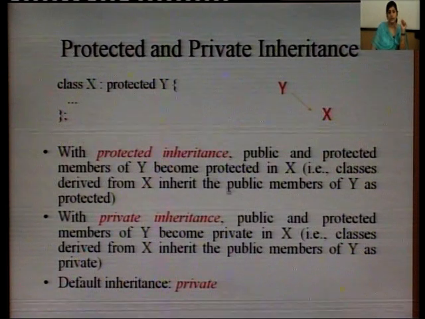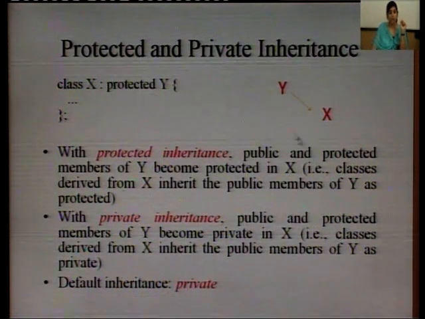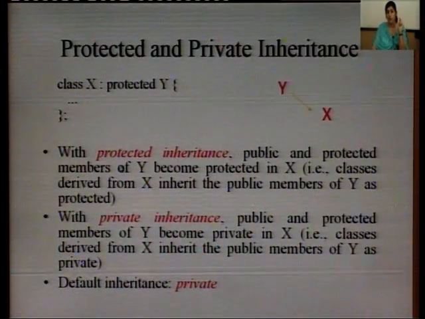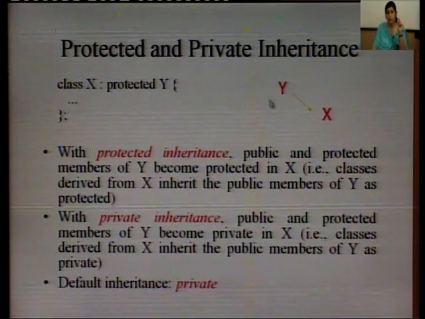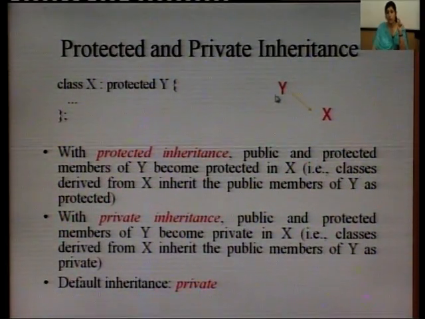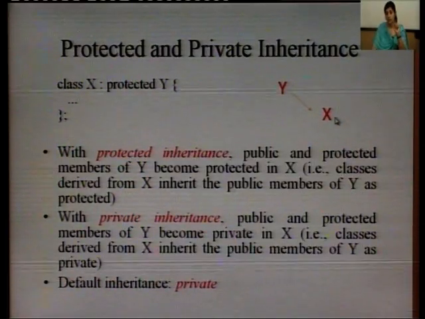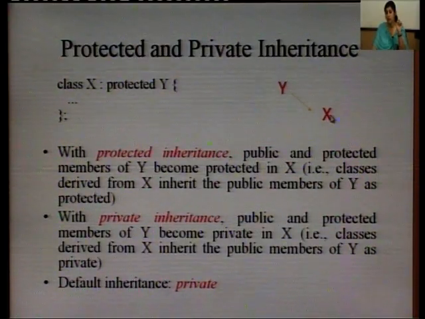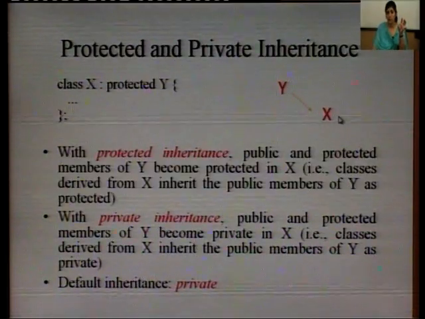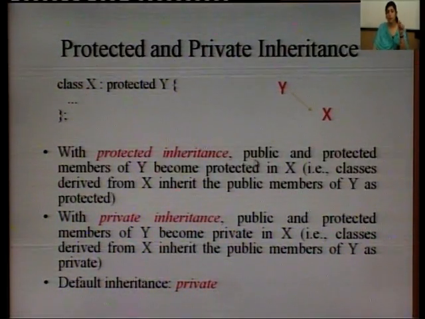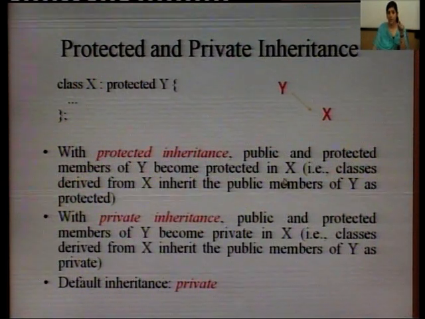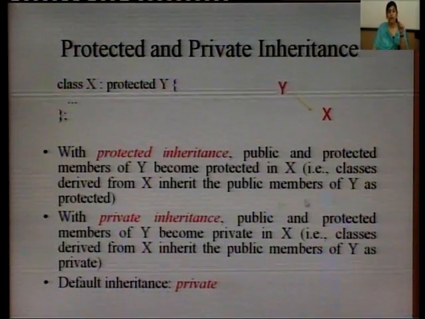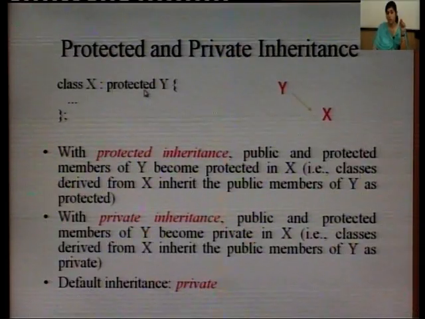With protected inheritance, public and protected members of Y, note down this concept. What happens if we use the protected word here? At that time the public and protected members of Y become protected in X. Clear? All the members and the methods that we have defined in Y will be protected in X, or can only be accessed with the help of member functions and friend functions only. Public and protected members of Y become protected in X. That is, classes derived from X inherit the public members of Y as protected. Clear? What does this protected mean?